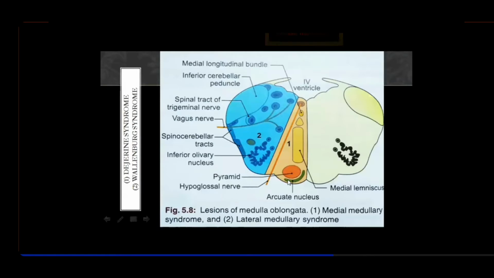So that means ultimately what you'll conclude in Dejerine syndrome is contralateral hemiplegia, contralateral loss of sensations, and ipsilateral paralysis of the tongue. So the tip of the tongue will deviate in which direction?